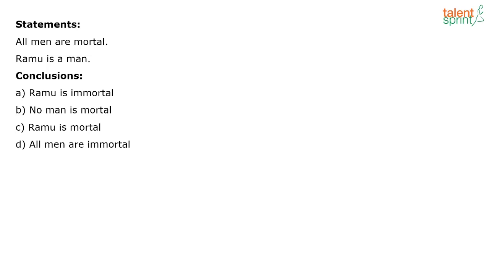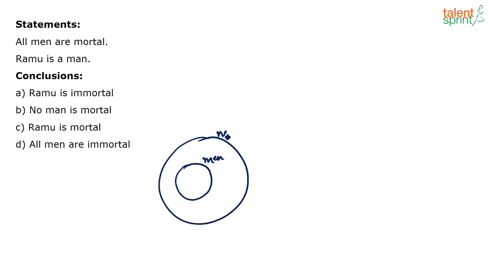Okay. Yes. Next question. All men are mortal. Ramu is a man. First conclusion, Ramu is immortal; no man is mortal; Ramu is mortal; all men are mortal. So how do we do this? See what is given here: all men are mortal. All men, if this is men, mortal. So mortal is a big set, correct? Inside, men is there. Ramu is a man. So where is Ramu? Ramu is going to be inside this set. Now, Ramu is immortal. Nothing about immortal is given. This conclusion is not true.